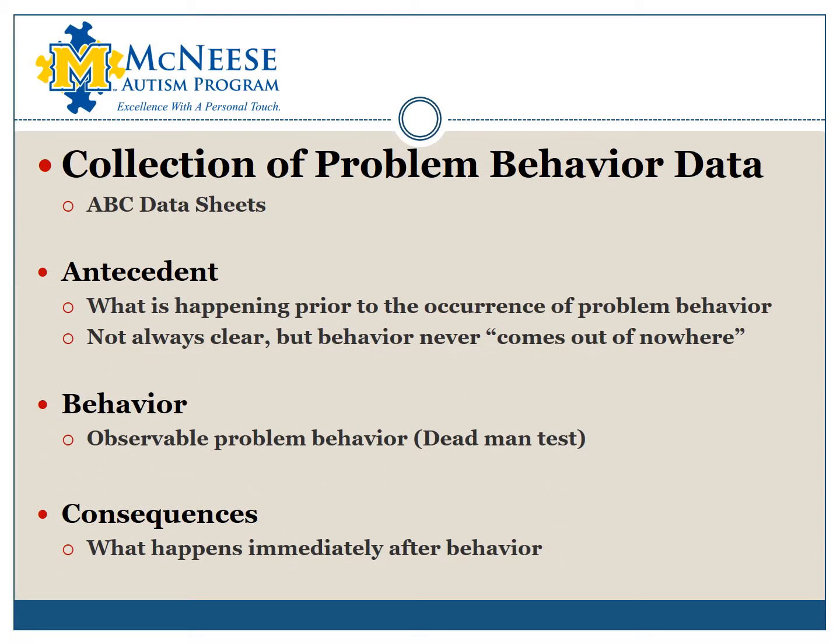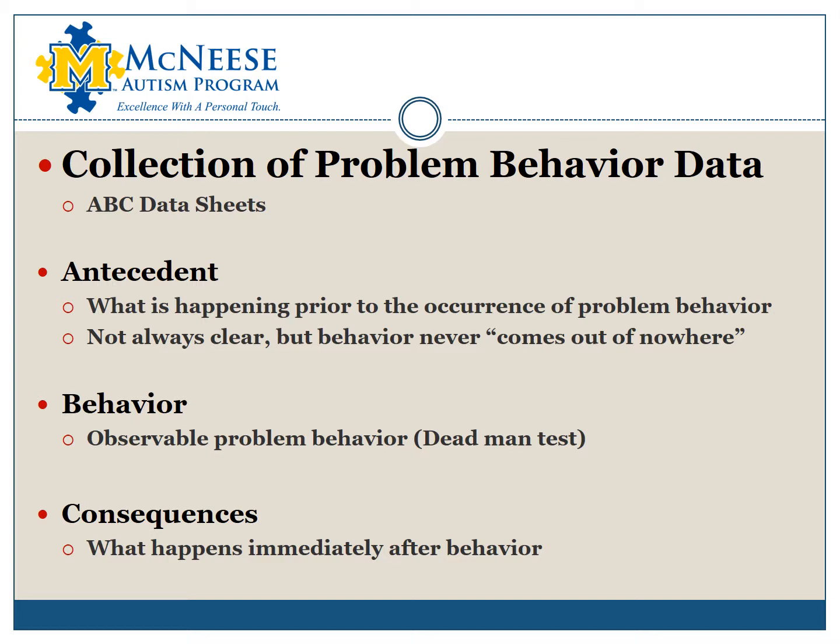Whenever a patient is engaging in inappropriate or problem behavior, we typically record this on ABC data sheets. It's a narrative procedure where we record the antecedent, so in a box we write everything that was happening prior to the occurrence of problem behavior. The antecedent is not always clear, but do know that behavior never comes out of nowhere. Then in a box we may describe what the behavior was. Remember that the behavior must be observable.